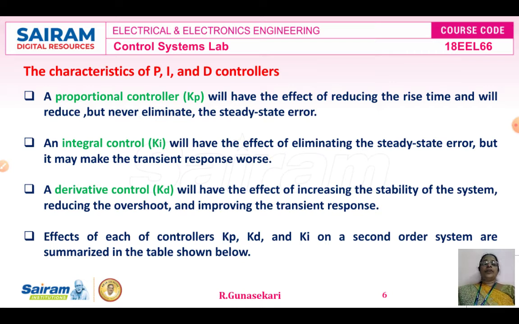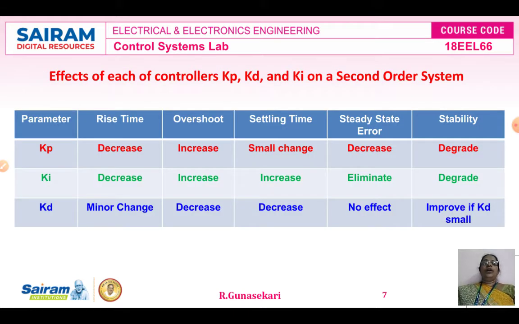The effect of each of the controllers, that is Kp, Ki, Kd on a second order system are summarized in the table which is shown now. Now you see the table. The table represents the effect of each of the controllers Kp, Ki, Kd on the second order system. The parameters are Kp, Ki, Kd. First Kp: rise time decrease, overshoot increase, settling time small change, steady state error decrease, stability degrade.